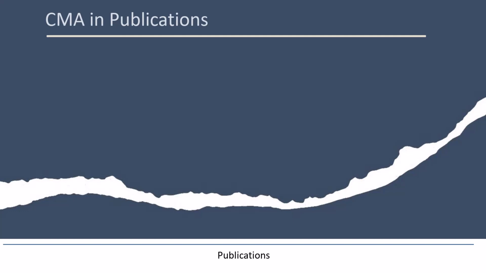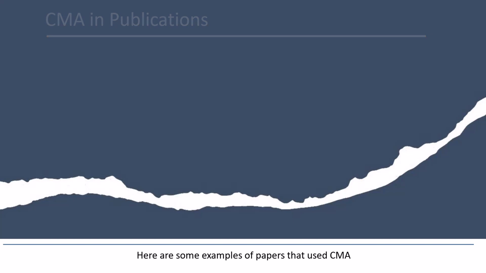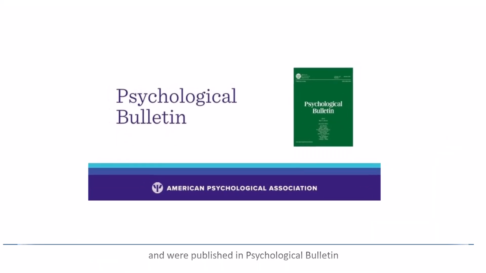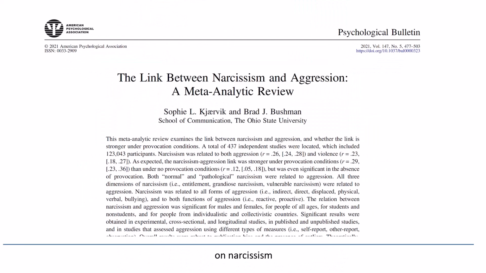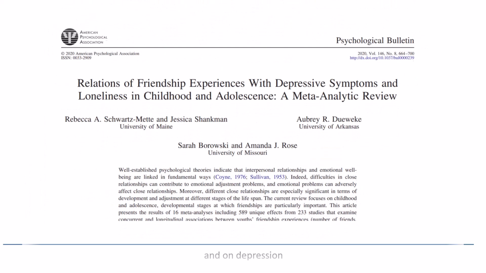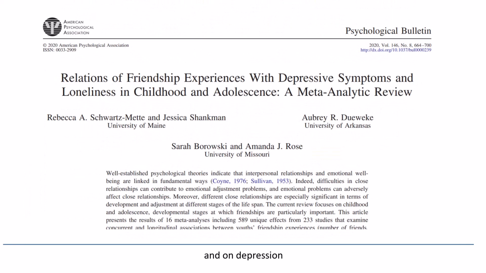CMA in publications. CMA is often the software cited in published meta-analyses. Here are some examples of papers that used CMA and were published in Psychological Bulletin on narcissism, on PTSD, and on depression.